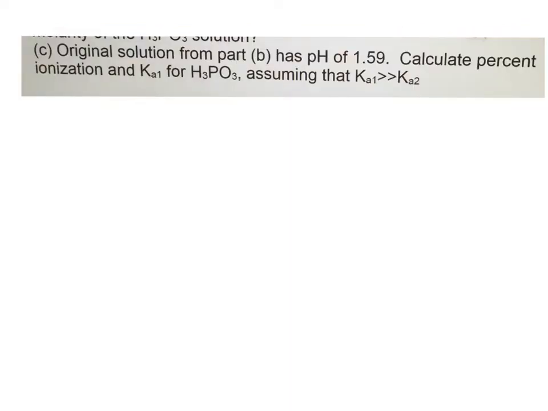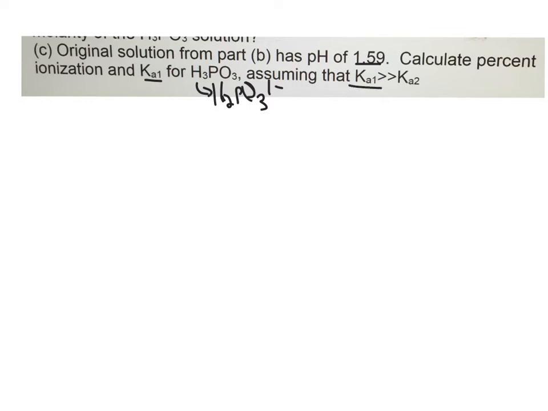Okay, so we talked a little about how weak acids, the more concentrated they become, the lower the percent that's ionized in the solution. So we know that before it was titrated, it had a pH of 1.59. Calculate the percent ionized for the Ka1, which means the first dissociation of H3PO3 into H2PO3 1 minus. And they're assuming that Ka1 is much greater than Ka2.